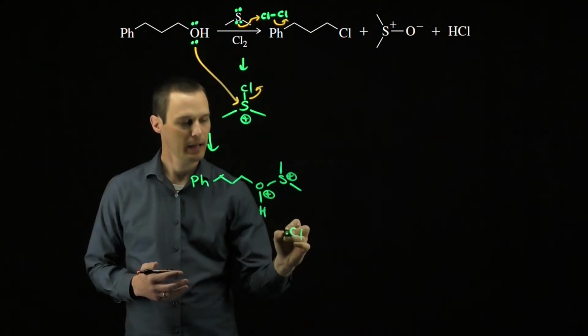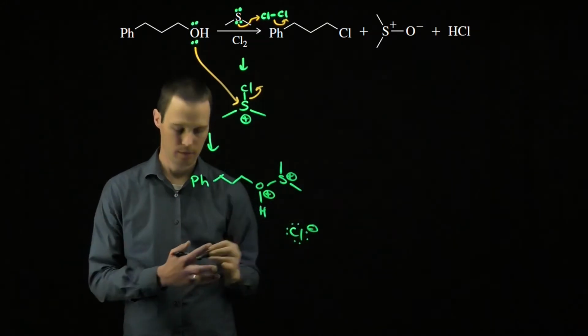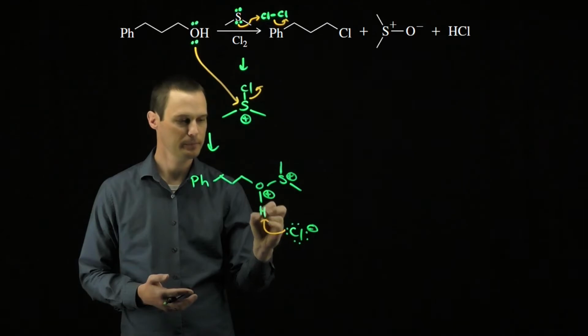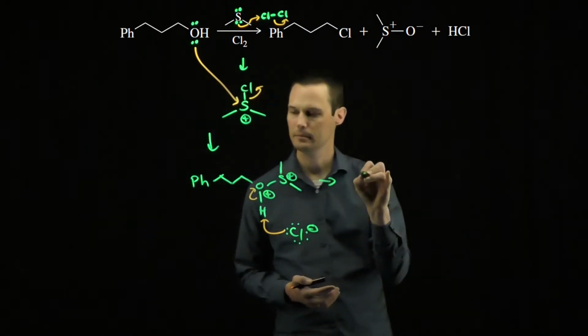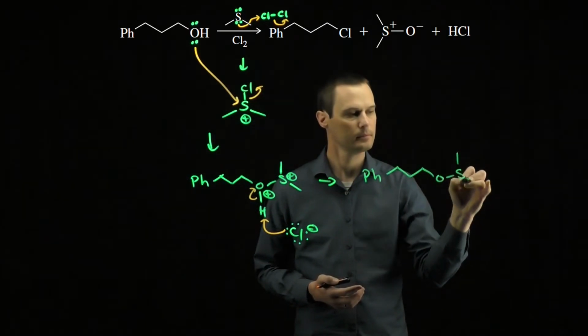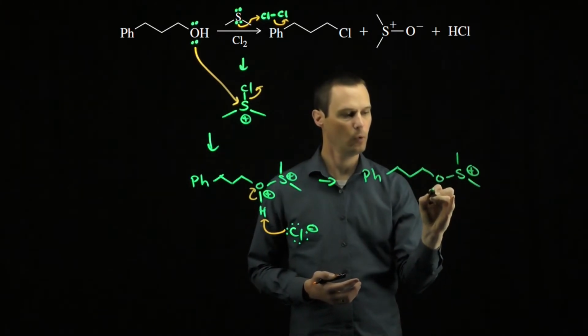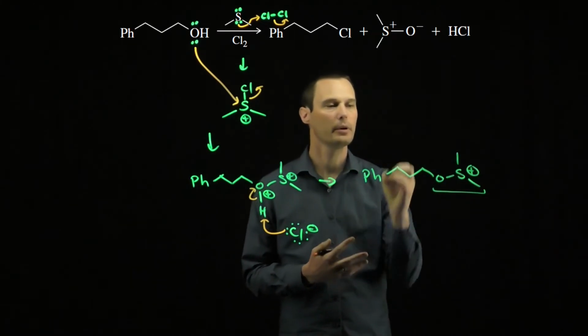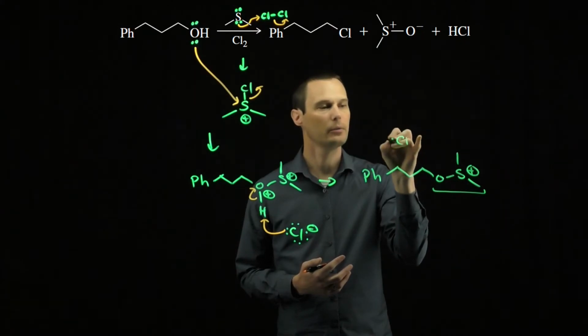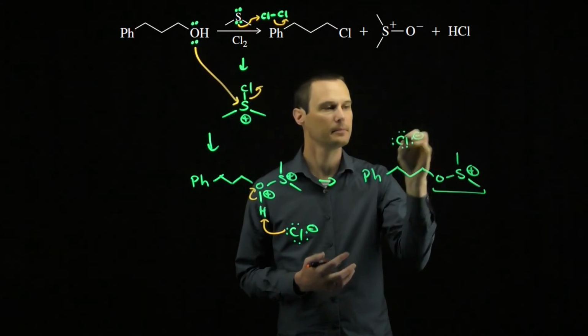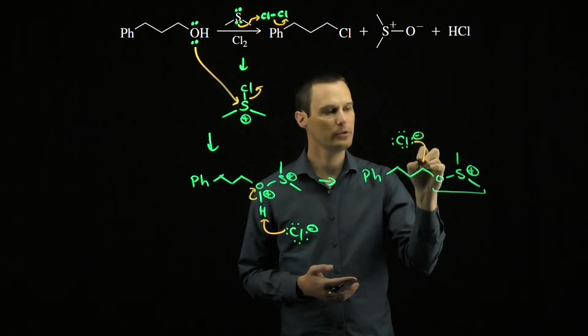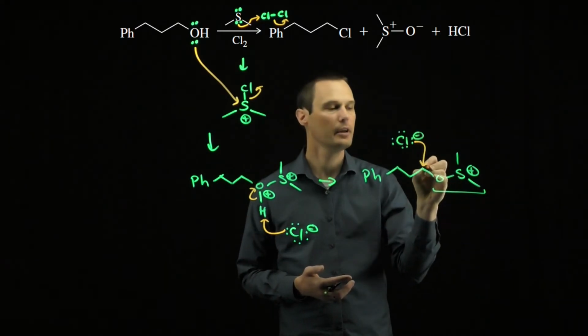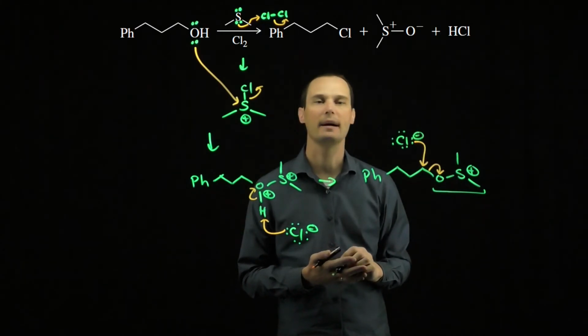Cl- as a base will neutralize the oxygen. And now this whole piece can become a leaving group for another chloride when it attacks. This chloride will now do the substitution. It will attack the carbon bearing the oxygen, kicking out this whole group as a leaving group.